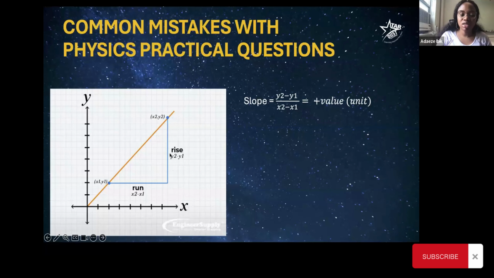Okay, now this is the equation for your slope. If you are using this type of graph that we are looking at, it should give you a positive slope, so you will get a positive value. And don't forget to include the units.